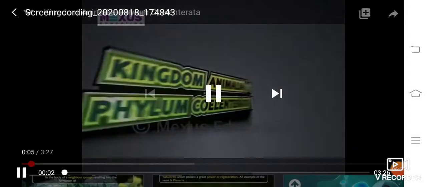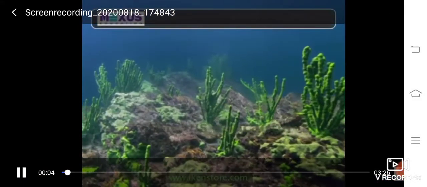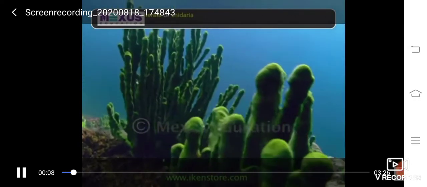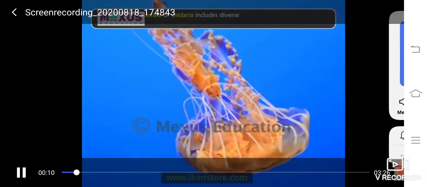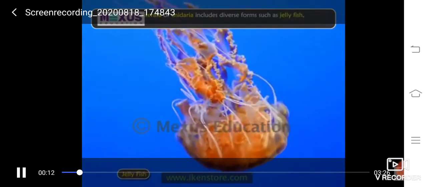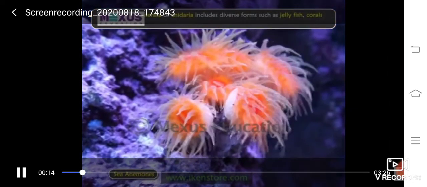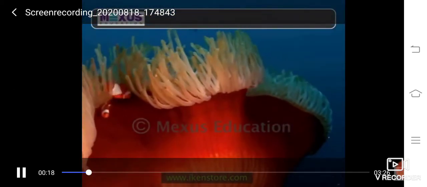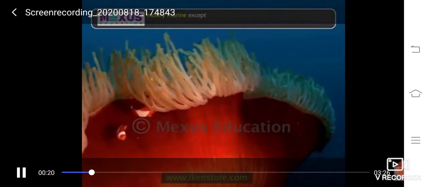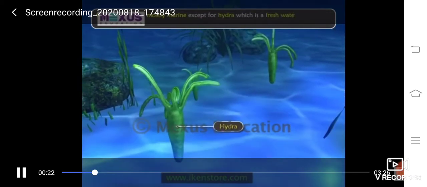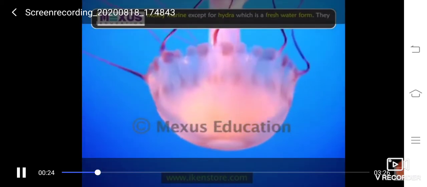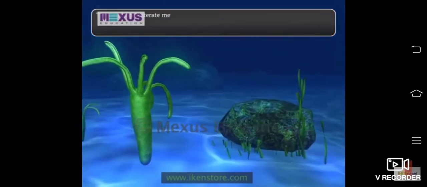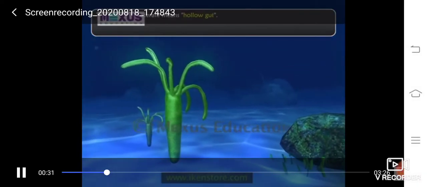Coelenterata. The second phylum is Coelenterata or Cnidaria. This phylum includes diverse forms such as jellyfish, corals, and sea anemones. See, that jellyfish is looking like an umbrella. Coelenterates are mostly marine, except for Hydra, which is a freshwater form. They may be sedentary or free swimming. The word coelenterate means hollow gut.